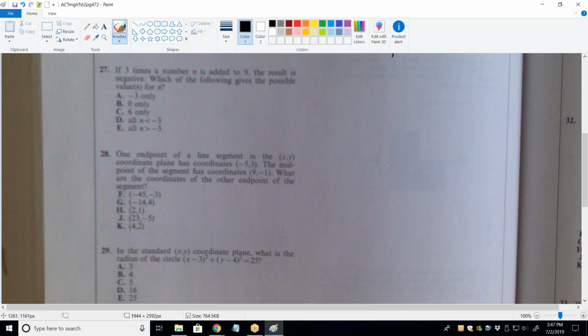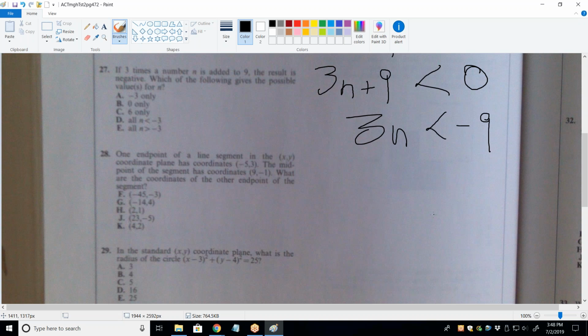Okay, D. Set this one up for me with an equation or an inequality. Okay, so 3n plus 9 is less than 0. So that means 3n must be less than negative 9. Right, and n must be less than negative 3.